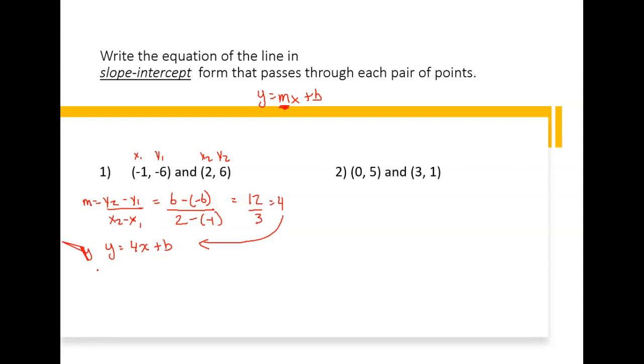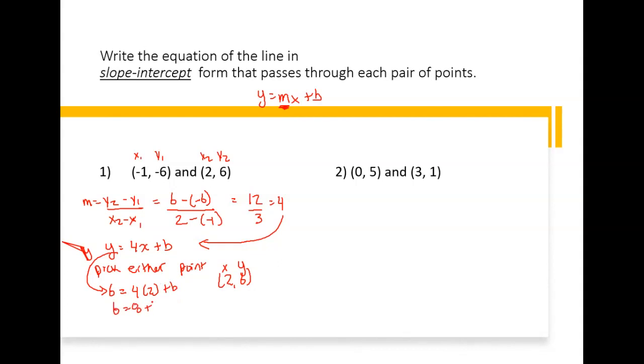Now I can pick either point. Pick either point. Doesn't matter which one. I'm going to pick (2, 6) this time, just because I felt like it. And I'm going to let this be my x and this my y, of course, because x comes first, y comes second. So I'm going to sub it back into that equation. So my y is now 6. My x is 2. So remember, I'm just taking this equation and putting my values in to solve for b.